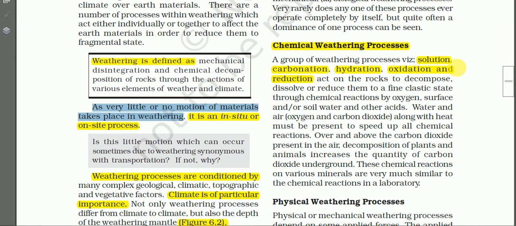Okay, let me continue. See here, weathering, as I told you, is defined as mechanical disintegration, that is, physical breaking down of rocks, and chemical decomposition of the same through the actions of various elements of weather and climate. As I told you earlier, say temperature, then rainfall. These are two important elements of weather and climate, and through the actions of these two, a big rock is broken into smaller pieces, and that is known as the weathering process.